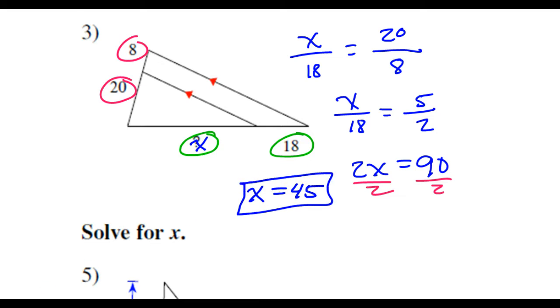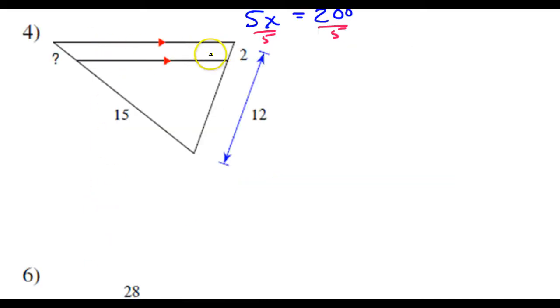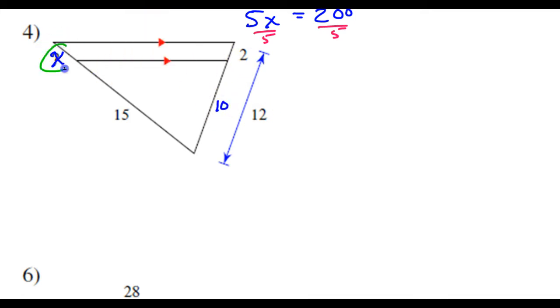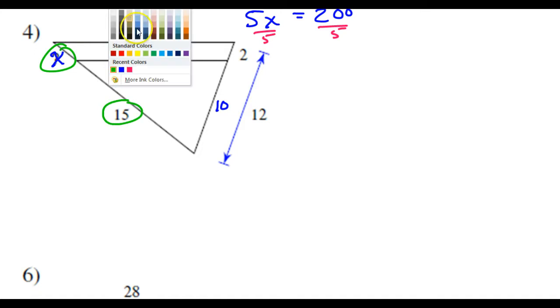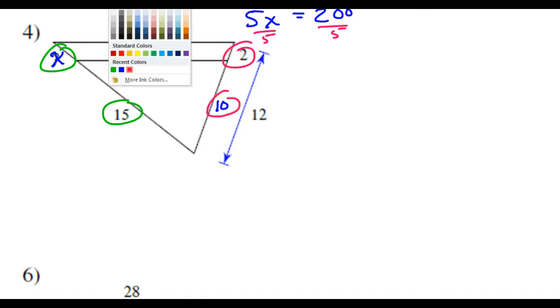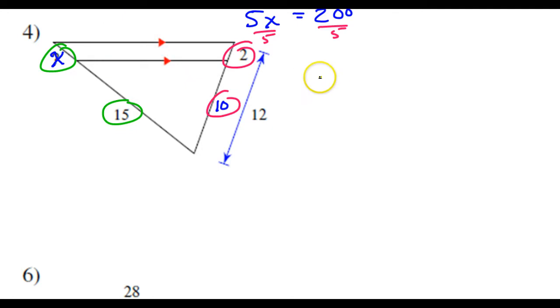Alright, number 4, let's keep using the side splitter theorem, especially since we need this piece right here. But we'll need this portion right here. If the total is 12 and that's 2, of course this is 10. So by the side splitter theorem, this pair should be proportional to this pair. So as we set that up, that's going to be x over 15 is equal to 2 over 10.